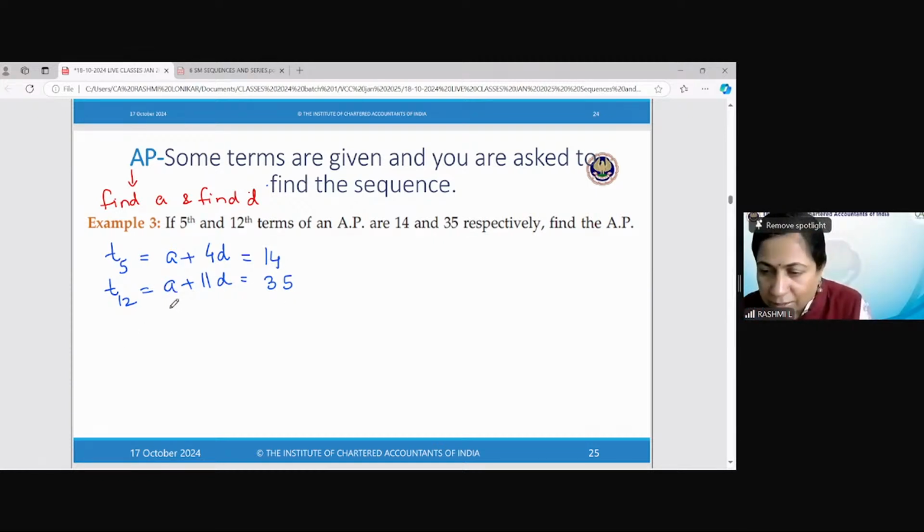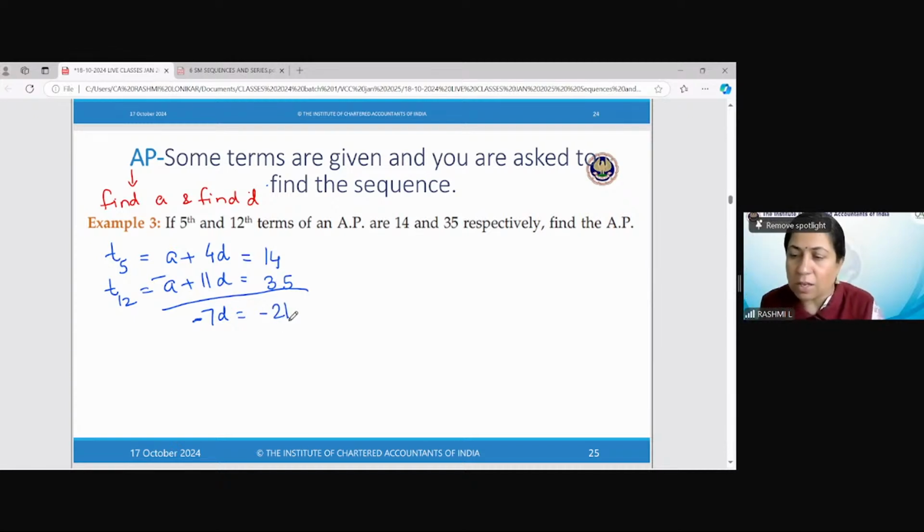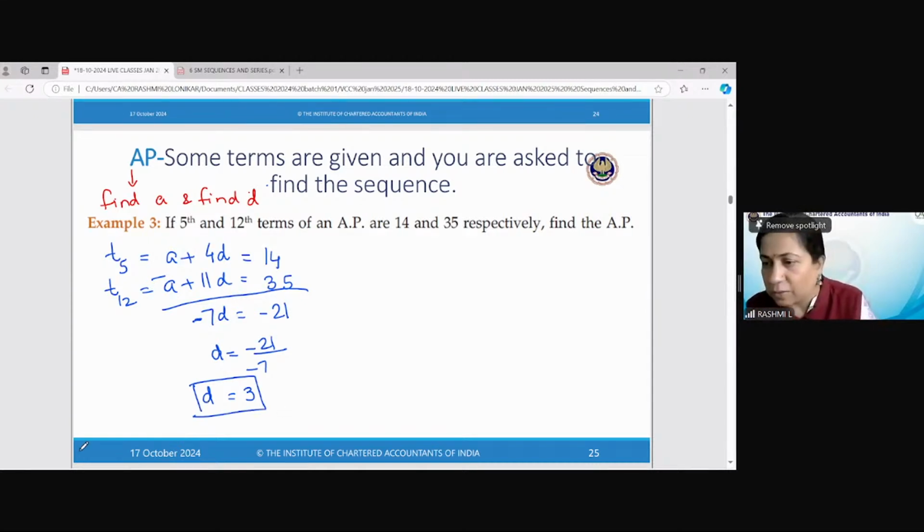I subtract. So what do I get? 4 minus 11 is minus 7D, and 14 minus 35 is minus 21. So D is equal to minus 21 upon minus 7. The answer is 3. So we got one thing. Now what else do we have to find? We have to find A. I can put D in either of the equations.